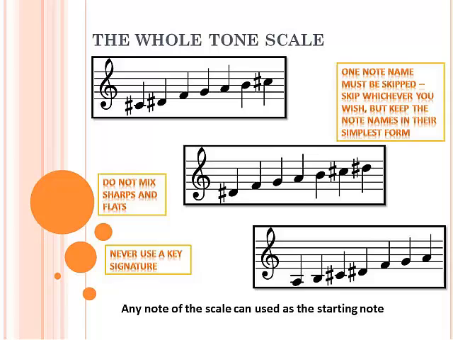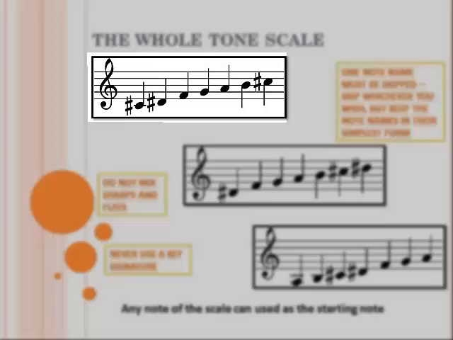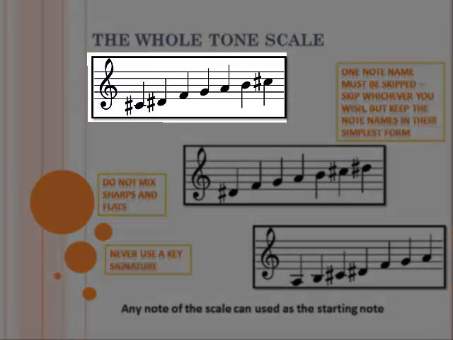Here we see the whole tone scale written on C sharp. All of the same rules still apply. You need to skip one note and you can't mix your sharps or flats. Remember, there is no key signature. While this slide shows C sharp, you could also write the whole tone scale on D flat. Here's what these whole tone scales sound like.